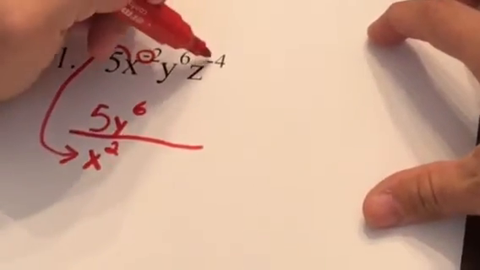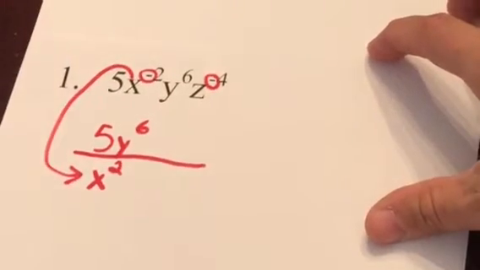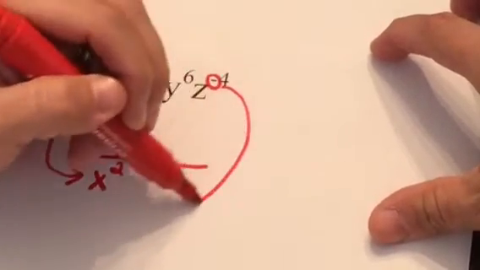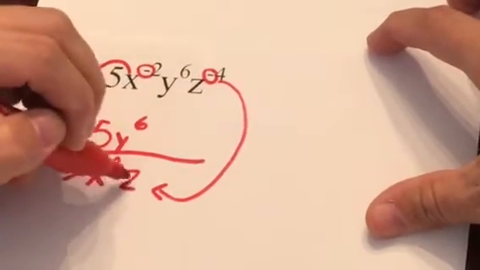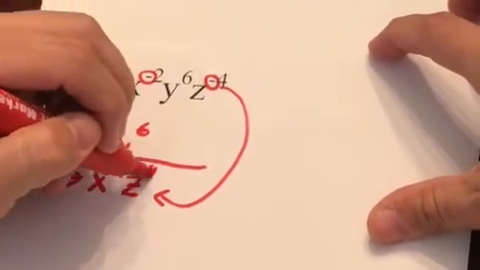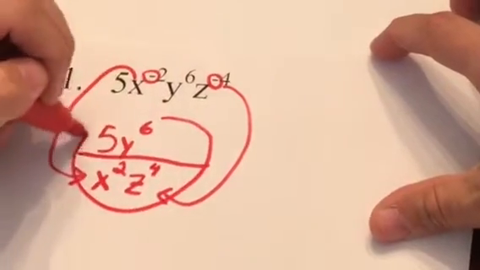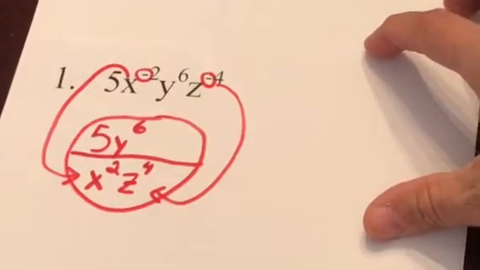Z to the negative 4. The negative exponent is going to move the z variable to the bottom and then turn positive. And there's our answer for number 1.